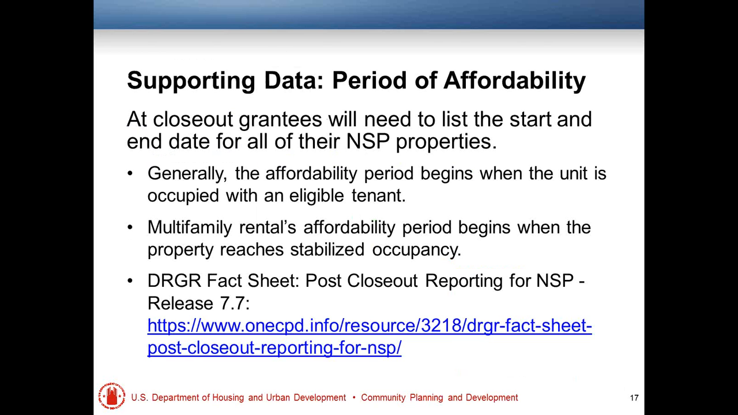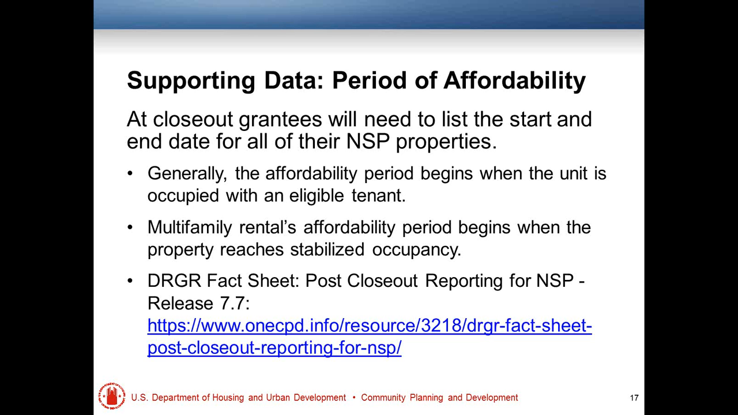Let's talk a little bit about some of the supporting data that's required of you. This was something that was clarified a lot in release 7.7, and it's an element you need to make sure you have to hit that complete and accurate final QPR. Grantees will need to list the start and the end date for all of their NSP properties. This is really to demonstrate your period of affordability requirements are met. Generally, the affordability period begins when the unit is occupied with an eligible tenant. Again, notice we say generally. There are some caveats to that, and that's really the policy end of the period of affordability.